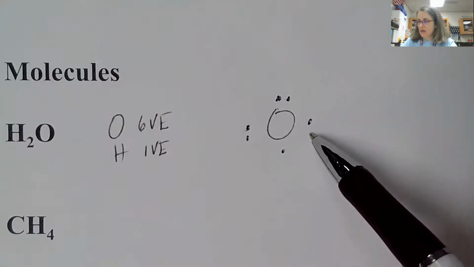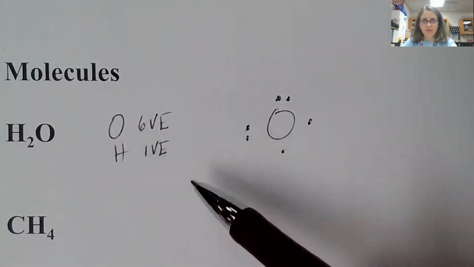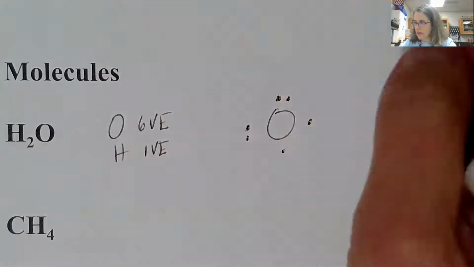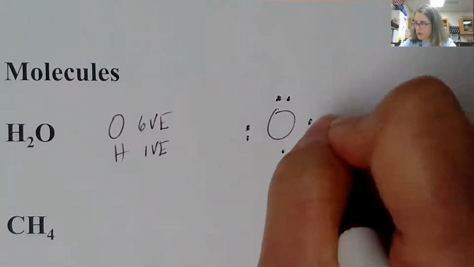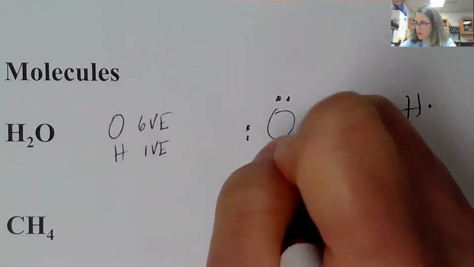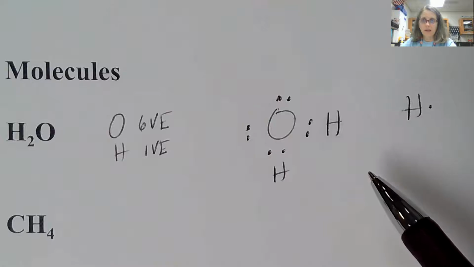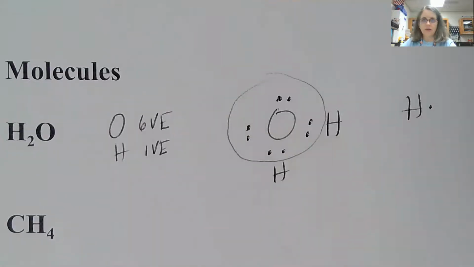Because this electron doesn't have a pair, and this electron doesn't have a pair, the hydrogen is going to come in and make a covalent bond. Hydrogen only has 1 dot around it, so you put the dot from hydrogen next to the dot from oxygen, and now you have completed the octet for oxygen. Oxygen now has 8 electrons around it.